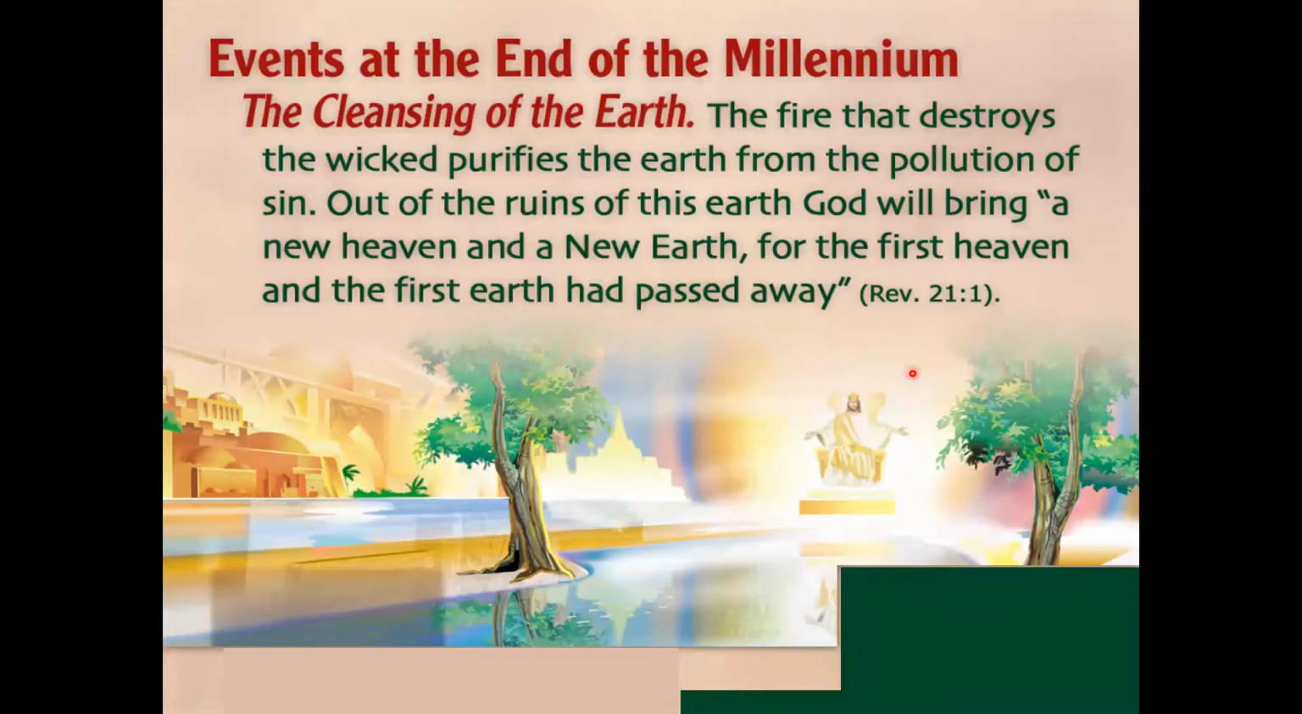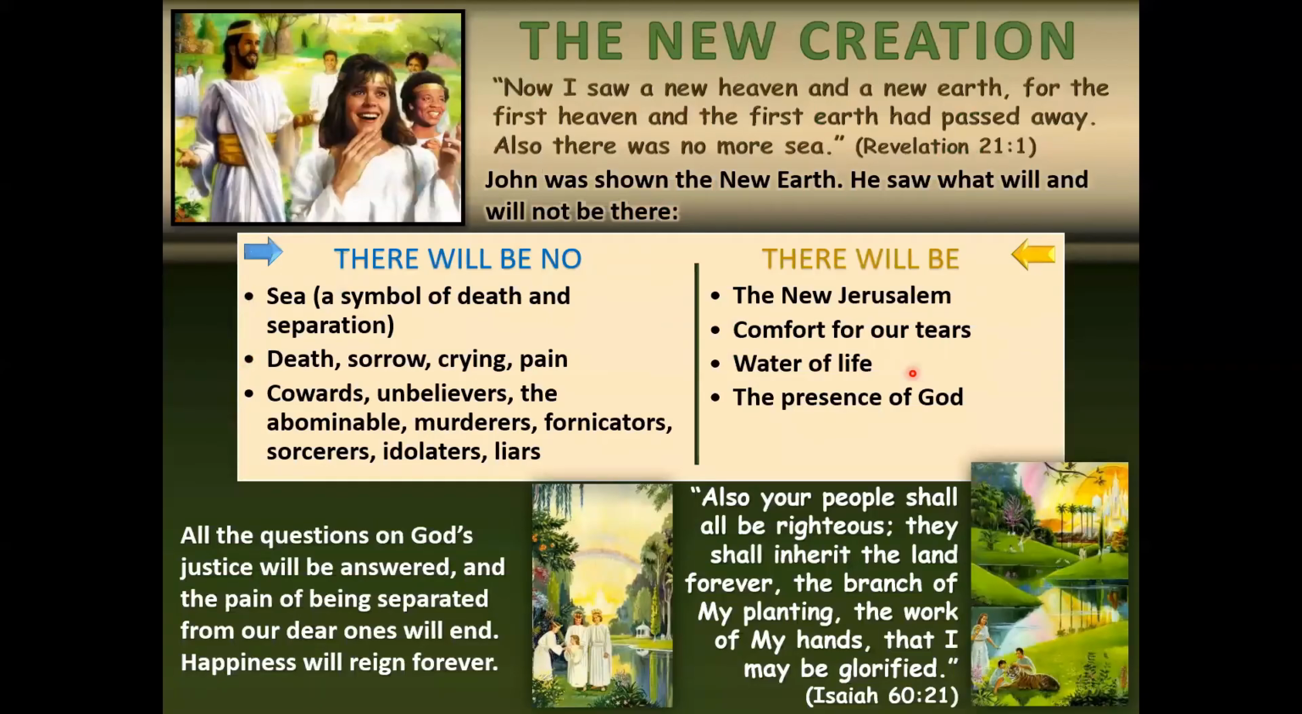The fire that destroys the wicked purifies the earth from the pollution of sin. Out of the ruins of this earth, God will bring a new heaven and a new earth, for the first heaven and the first earth will be passed away. That's what Revelation 21:1 tells us. And he said there will be no more sea, which is a symbol of separation, no more death, no more sorrow, no more crying, no more murderers, fornicators, idolaters, liars, etc. So all that is gone.